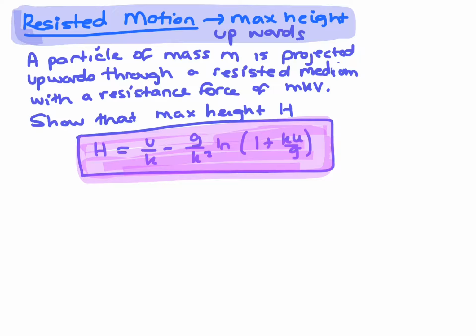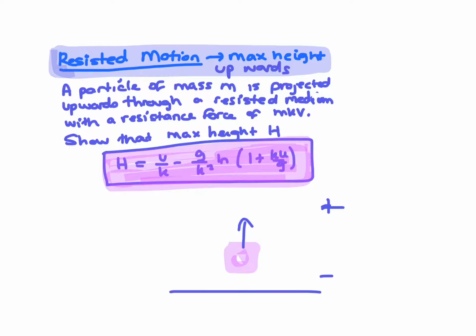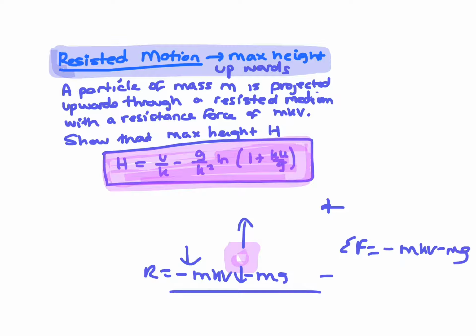Okay, so looking for the maximum height, we have a resistance force of mkV, and the object is projected vertically upwards. So plus is up, minus is down. The weight force is mg, so it'll be negative mg, and there's a resistance force of minus mkV. So the sum of the forces is minus mkV minus mg.